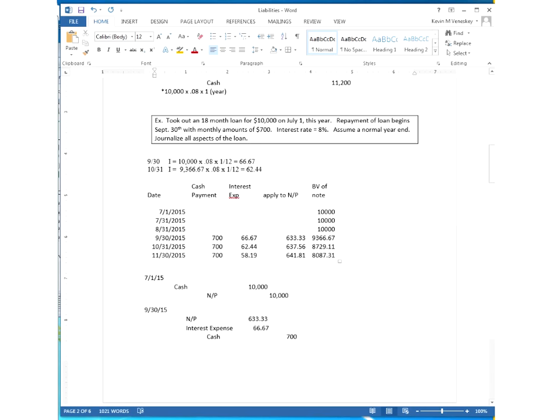Now the difference between the one up here and this example, they're almost identical. I use the same type of numbers, except this one we're going to have repayments. And the company is going to give us, again, 18 months to pay it off. But we don't have to make our first payment until 3 months down the road, till the end of September. So they're giving us a little bit of time to use our money, then we start paying it back at a clip of $700 per month.